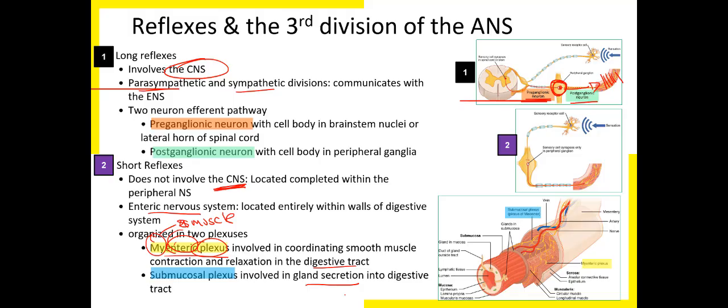Again, this is all I'm going to talk about with regards to the short reflexes because we're going to pick it up again when we're talking about the digestive system further down the track.